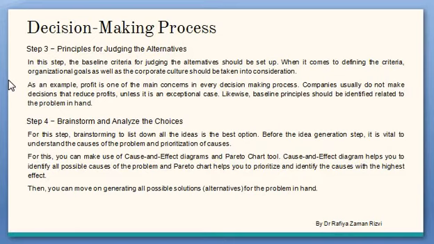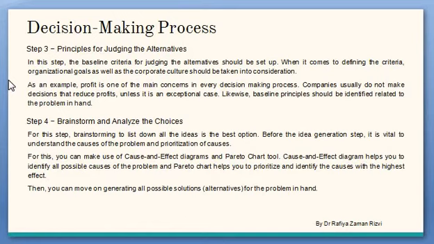Okay, once we have developed the possible solutions, or the possible alternatives, these alternatives have to be judged. I have to analyze or think about what are the possible choices that I have in order to solve the problem. Okay, all right.